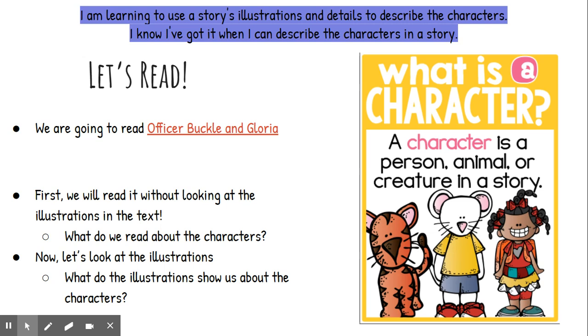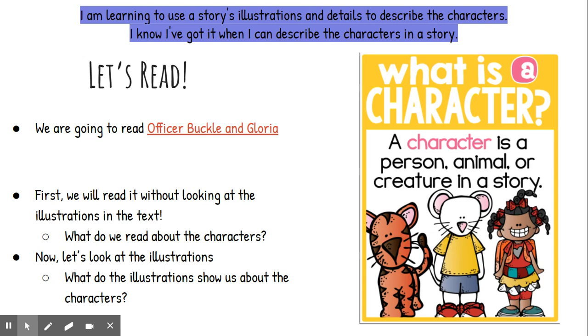Now, we're focusing on characters. Remember, we're learning to describe characters. So what do you hear in the text that tells you about the characters? Try to illustrate the characters by listening to the details from the text. Remember, a character is a person, animal, or creature in a story. Once you have finished listening to the story, now you can go back and look at the pictures.